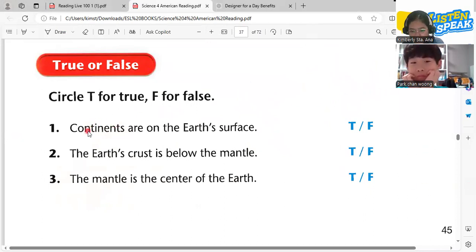So let's have number one. Continents are on the Earth's surface. True. Yes. So we can see that they look like they are actually floating on the water. Okay. The Earth's crust is below the mantle. What do you think? False. It's not below the mantle. The crust is the outer layer. How about number three?